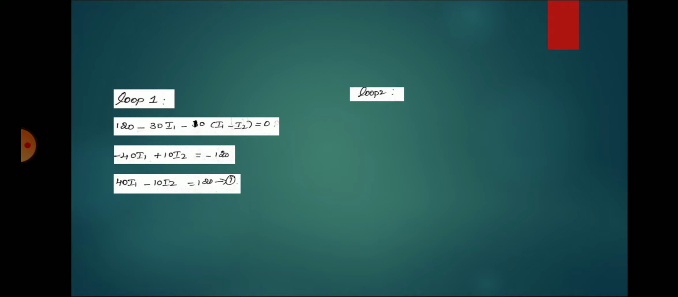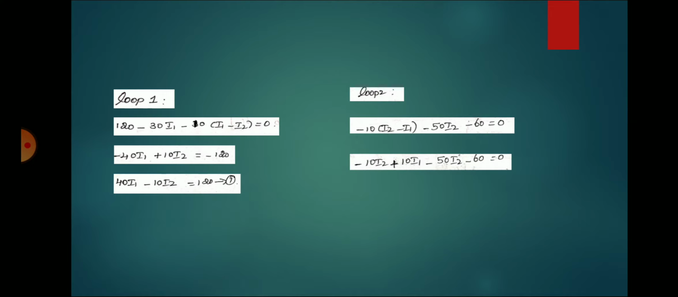In loop 2, as I already said, the 10 ohm is common to loops 1 and 2. Since it is loop 2, we put I2 minus I1, and the current flowing through the 50 ohm resistor is from plus to negative, so minus 50 I2, and the current flowing through the 60 volt source is from positive to negative, so minus 60. We solve the equation and get minus 10 I1 plus 60 I2 equals minus 60, that is, 10 I1 minus 60 I2 equals 60.